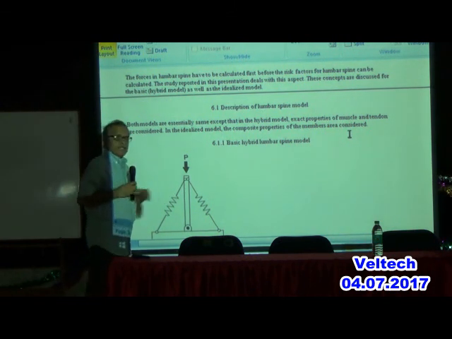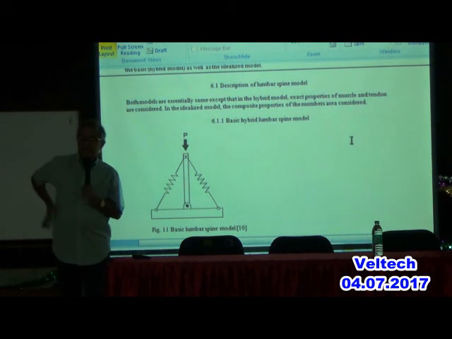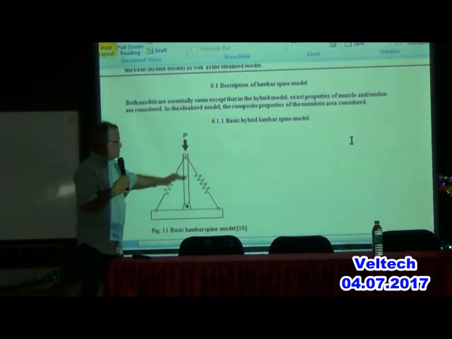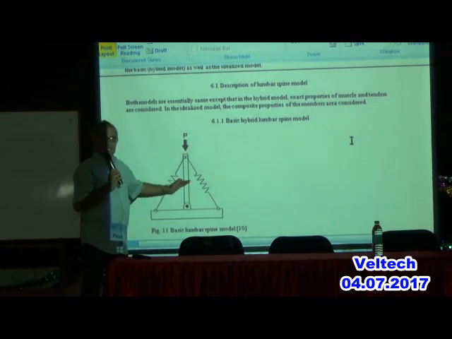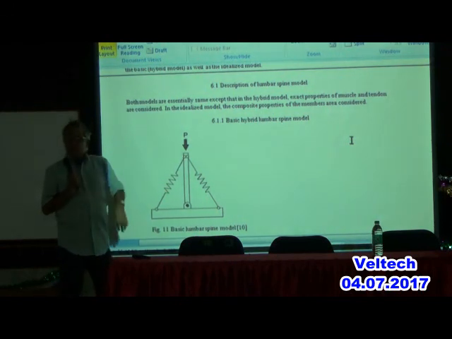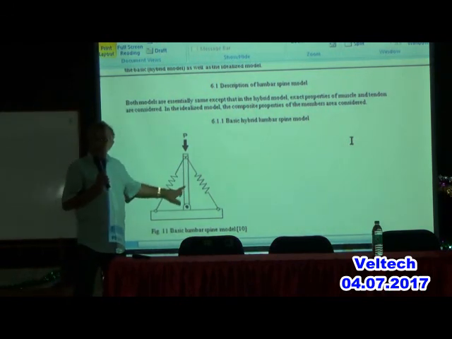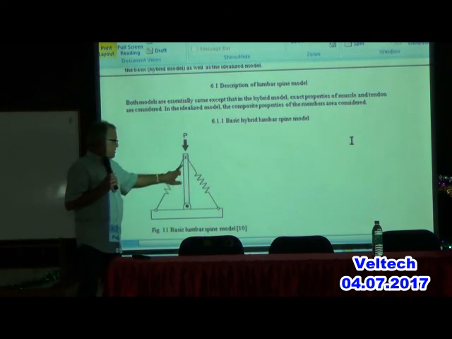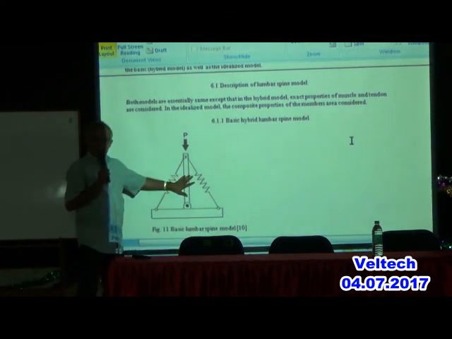It's called the lumbar spine. Everybody has a spine. And then you have this one, L1, L2, L3, L4, L5 and all that. Young people are fine. As we get older, we get problems with these. Okay? These are called guy wires.